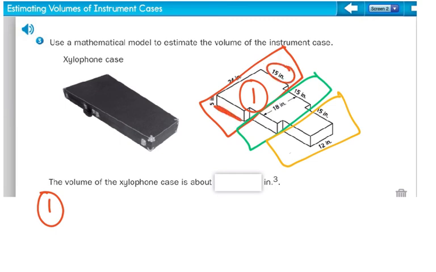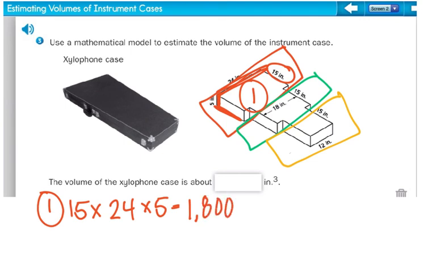Opposite sides are parallel and the same length, so 15 times the width, which is 24, and the height, which is 5. On your calculator, take 15 times 24 times 5 equals 1,800 inches cubed.